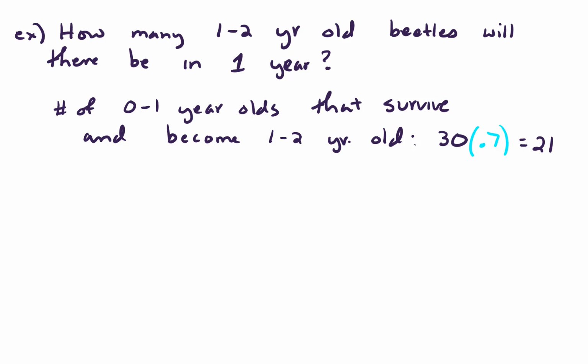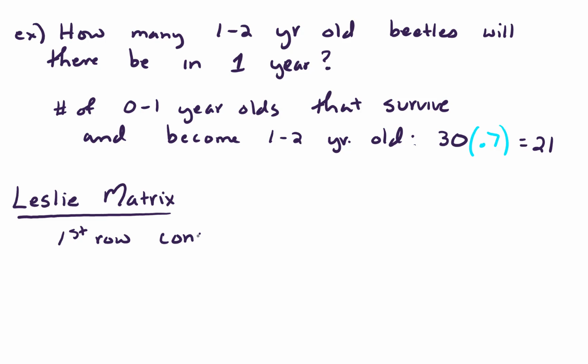Okay, so let's set up a Leslie matrix. This is named after a biologist by the last name of Leslie, who made these studies in about 1945 and came up with this sort of matrix. So our Leslie matrix is going to look like the following. In the top row, our first row, that's going to consist of the breeding rates.